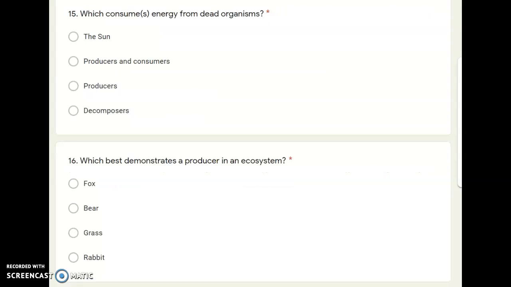Number 15, which consumes energy from dead organisms? Choice 1, the sun. Choice 2, producers and consumers. Choice 3, producers. Choice 4, decomposers. Number 16, which best demonstrates a producer in an ecosystem? Choice 1, fox. Choice 2, bear. Choice 3, grass. Choice 4, rabbit.